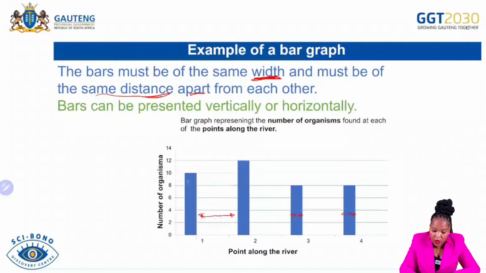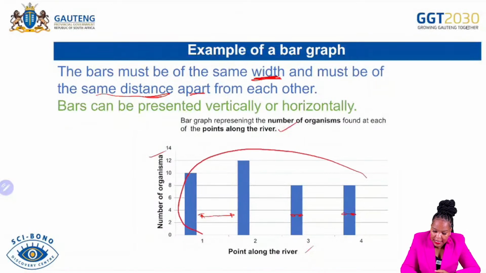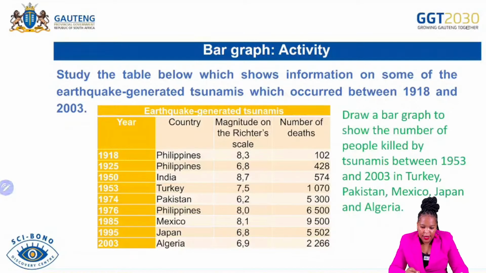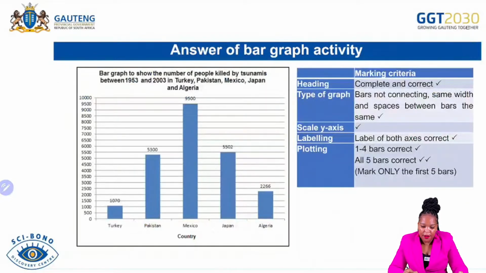So at 1 you found 10 organisms, at 2 you found 12, at 3 you found 8. So it is easy to read. Please make sure that you have all of this. All of this is the same, then only this part in the middle here is different and very important. This is where you are going to lose your 2 marks if your bars are not of equal shape and size. Then this is just an activity that we can look at for drawing a bar graph.